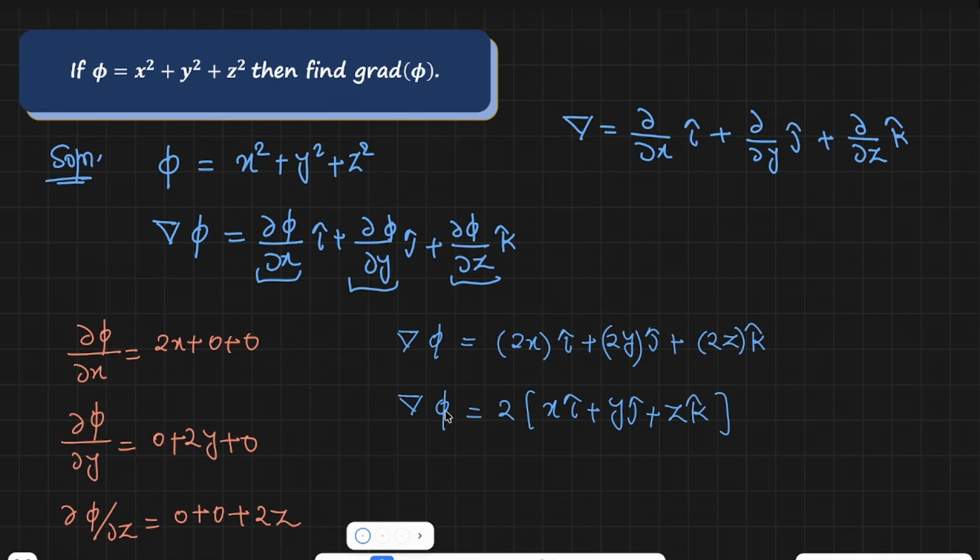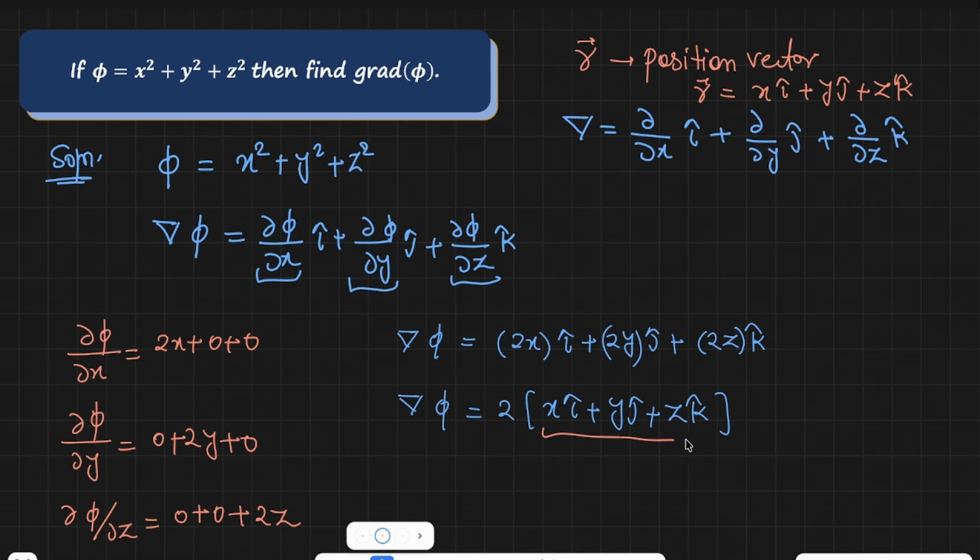This is the answer. One more thing: in vector calculus, we usually use r vector, called the position vector. This position vector we denote with x i cap plus y j cap plus z k cap. So from here I can write this as twice the position vector. It's not necessary to write it like this every time, but you can write it in this form. This is how we can find the gradient.